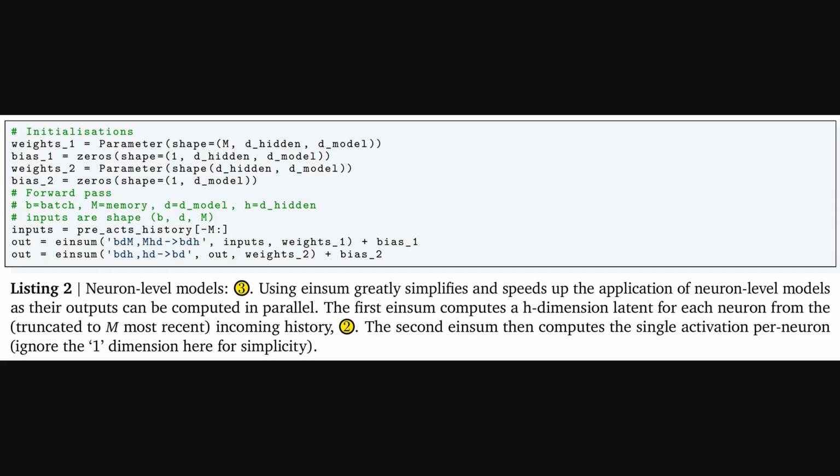So in this code, after initializing some weights and biases, the forward pass takes the recent history of pre-activations for each neuron. The first einsum operation then computes an intermediate representation for each neuron based on this history and its unique weights. Then, the second einsum takes that intermediate result and computes the final single activation for that neuron. This efficient einsum application allows all these individual neuron computations to happen in parallel, which is key for performance.